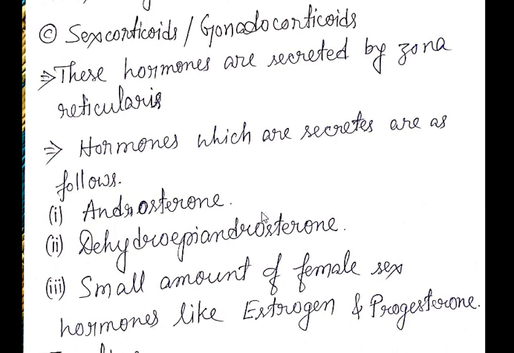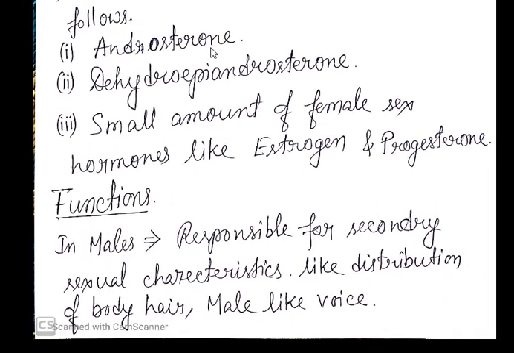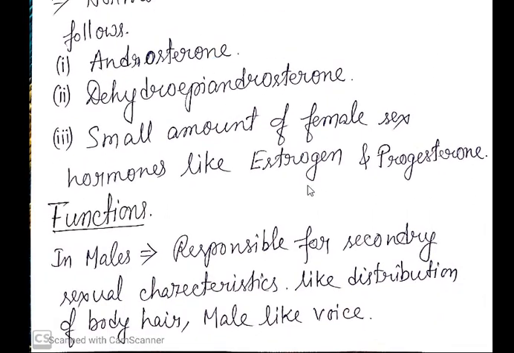Those are female sex hormones like estrogen and progesterone as well. So what are the different types of hormones under this category we need to discuss? First is androsterone. Next is dehydroepiandrosterone, and some small amount of female sex hormones like estrogen and progesterone, right? So we'll discuss one by one. First, these hormones. What is the function we'll discuss?